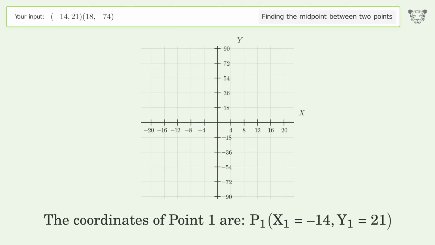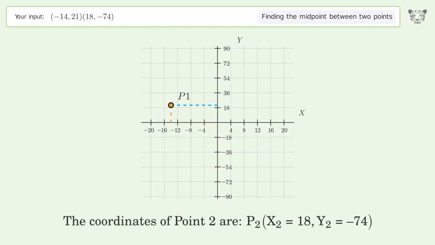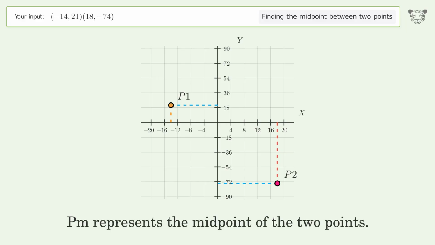The coordinates of point 1 are, x1 equals -14, y1 equals 21. The coordinates of point 2 are, x2 equals 18, y2 equals -74. PM represents the midpoint of the 2 points.